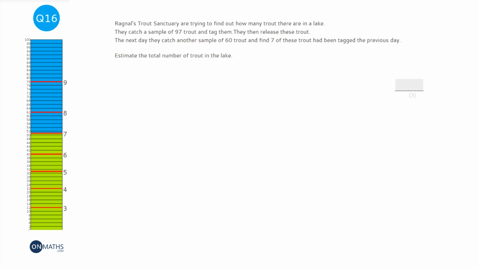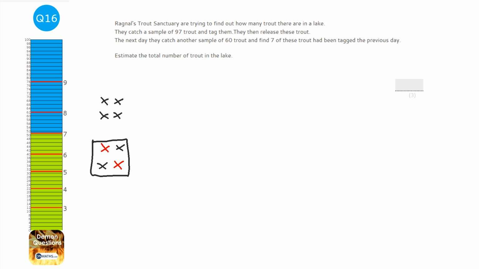Now this topic is brand new to the GCSE. I don't think it's ever been on the GCSE before, so it could be that all the resources you're using are a bit rusty on it. The idea is that you capture some things and you mark them all, then you put them back into the population and then you capture a few more again, and then from the amount that you get back that are marked, you can have a really great estimate of the total population size.